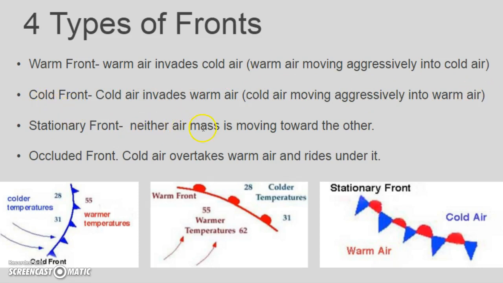A stationary front is essentially where neither air mass is moving towards one another. They're somewhat stationary, kind of locked in place. And an occluded front is where cold air overtakes warm air and rides under it. Once again, we can go back to the original pictures we looked at: cooler air moving into warmer air, warmer air moving into cooler air, and warm air and cold air locked in place. Along these boundaries, we'll find the potential for precipitation.